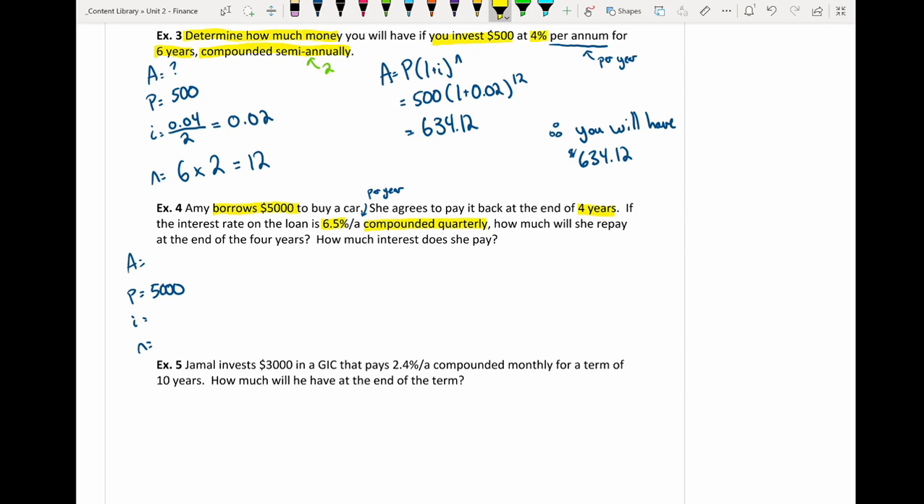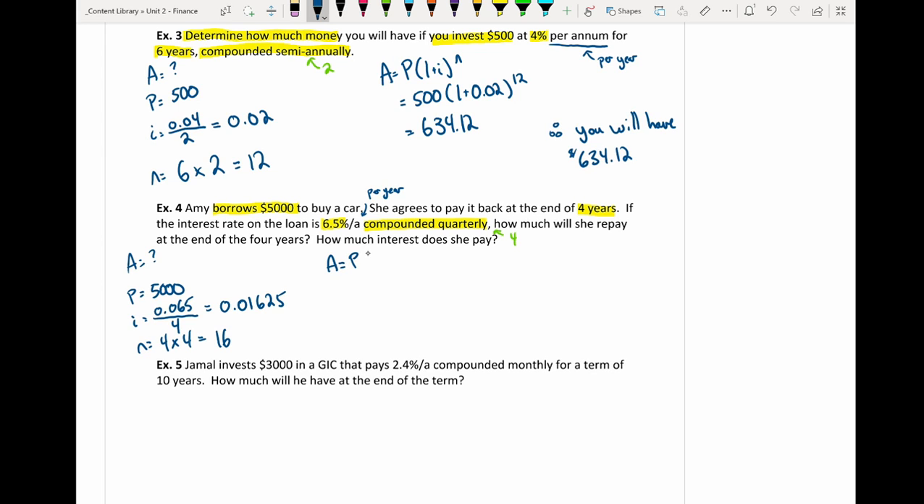Compounded quarterly, and then how much will she repay at the end of the year? So we're looking for the future amount. Our interest rate per compounding period, we take the yearly interest rate, so that's 6.5%, divide it by 4, because our compounding period is 4, and we should get 0.01625, and then for our N value, it's 4 years times 4 compounding periods, so 16 in total.